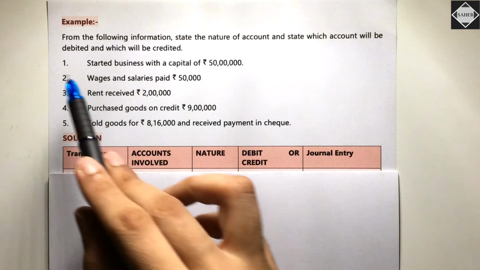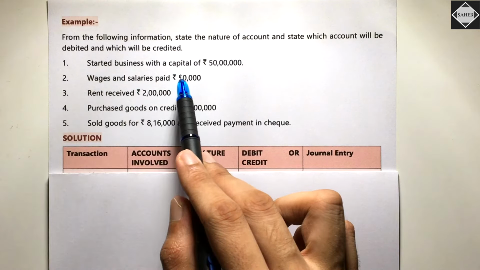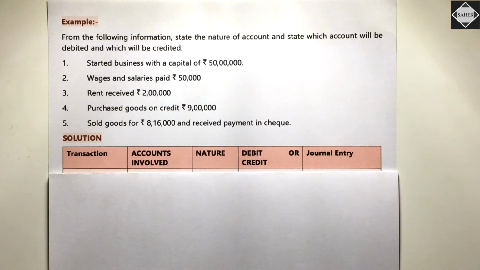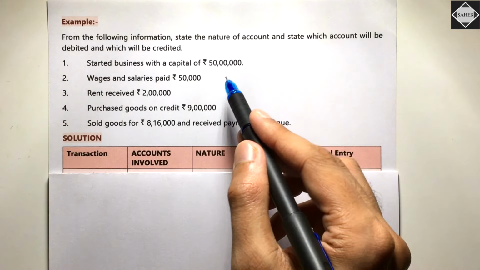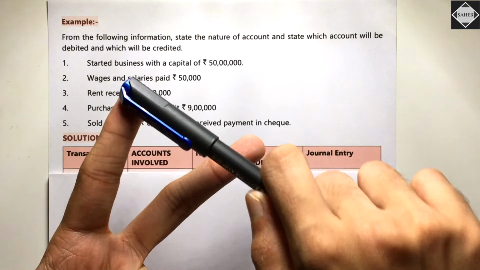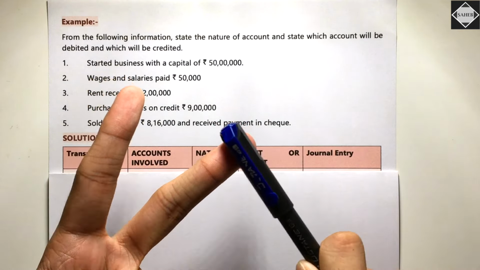Let's start with the first transaction. Started business with a capital of 50 lakhs. 50 lakhs means 5 million, you all know that. So how are we going to pass the journal entry for this transaction? Or we can also say double entry. Double entry, journal entry is the same thing. And you all know we are following the double entry system in accounting, right? So in each transaction, at least two accounts will be involved. One account has to be debited and another account has to be credited. That's what happens. So tell me which two accounts are involved over here.